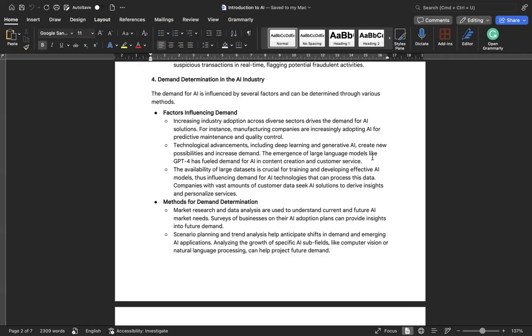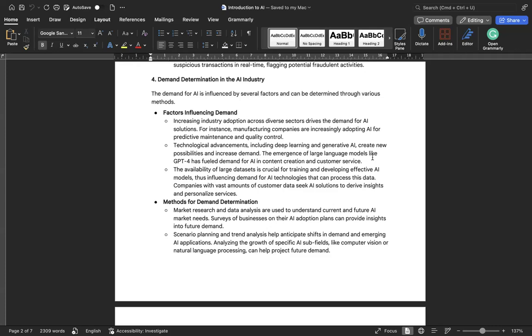Yes, now we have more than that. In recent days, I think we have GPT 5.0 as well, as I can remember. GPT-4 is the previous version. It's not the latest version. But GPT-4 has fueled demand for artificial intelligence in content creation and also in customer service.